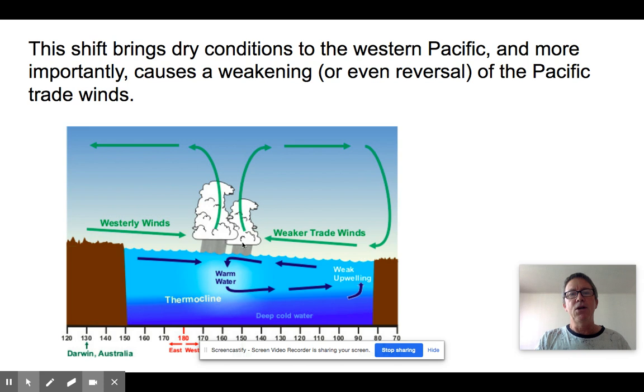What happens is over here we tend to get more rain, and as this warm water moves across, now we're getting floods in the deserts of Peru. We're getting lack of snow happening in parts of America. We're getting droughts in parts of Africa. It just changes the entire weather pattern of the entire planet.